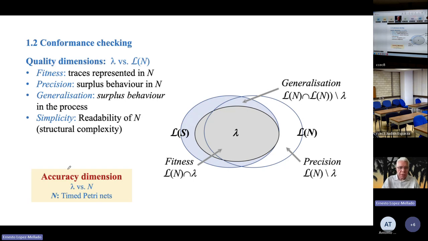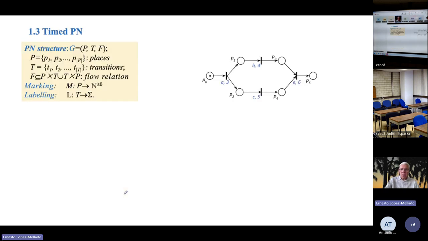In this presentation, we talk about the accuracy dimension, which is performed on timed Petri nets. Okay, the background: a Petri net is a bipartite diagram which has places and transitions. The marking determines the state of the net, and a labeling function assigns symbols to the transitions. In this transition I show here, the label is the symbol A associated to this transition.